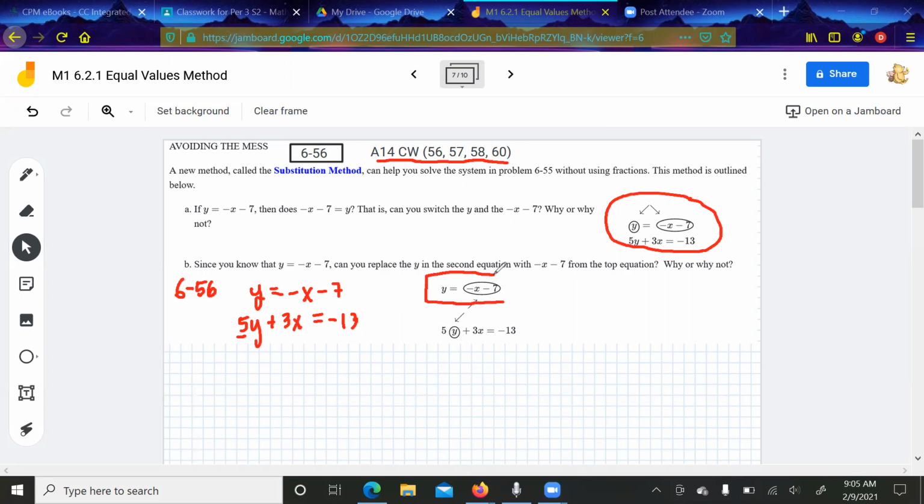We know that y equals negative x minus 7. So we are going to substitute. We're going to use the substitution method. We're going to substitute what y equals.